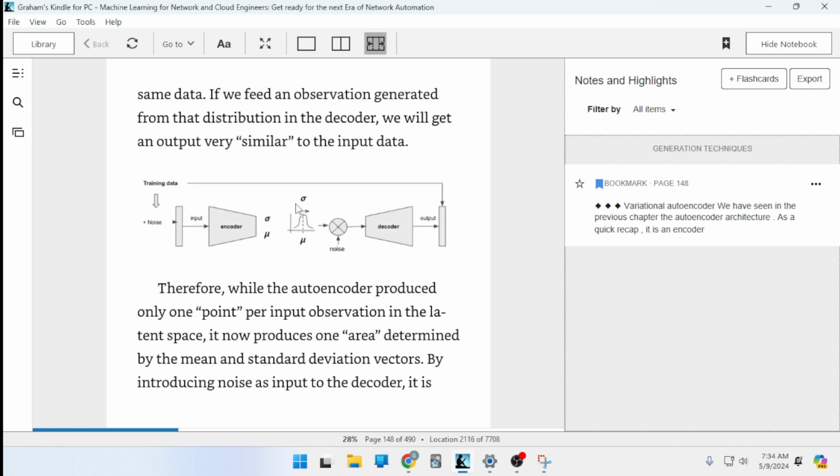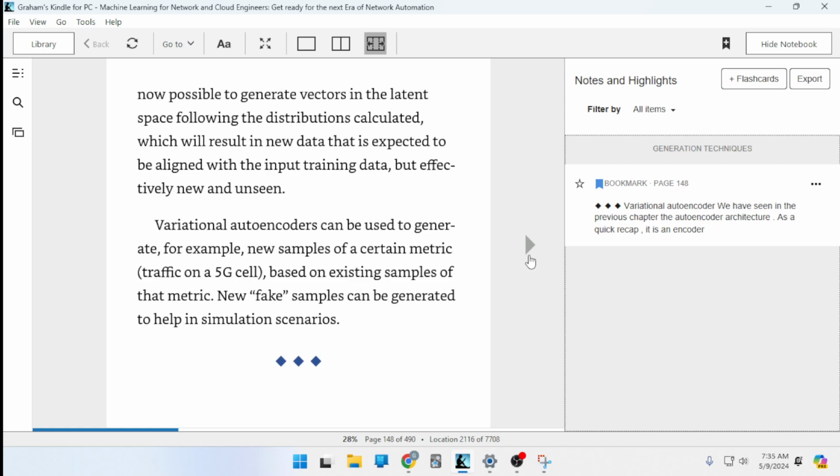Therefore, while the autoencoder produced only one point per input observation in the latent space, it now produces one area determined by the mean and standard deviation vectors. By introducing noise as input to the decoder, it is now possible to generate vectors in the latent space following the distributions calculated, which will result in new data that is expected to be aligned with the input training data, but effectively new and unseen.